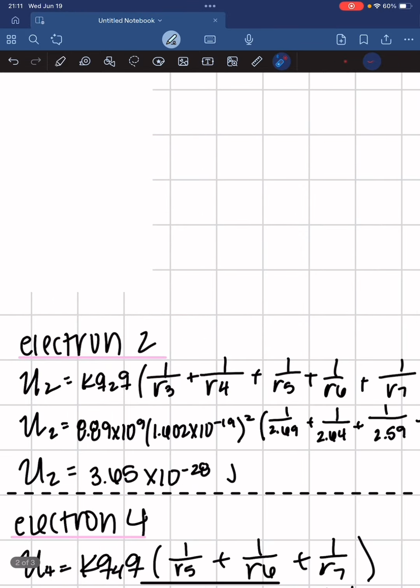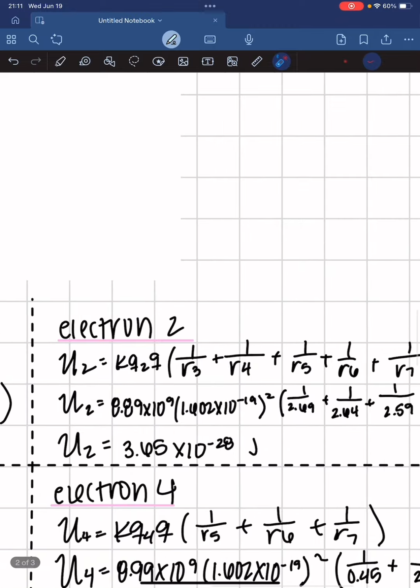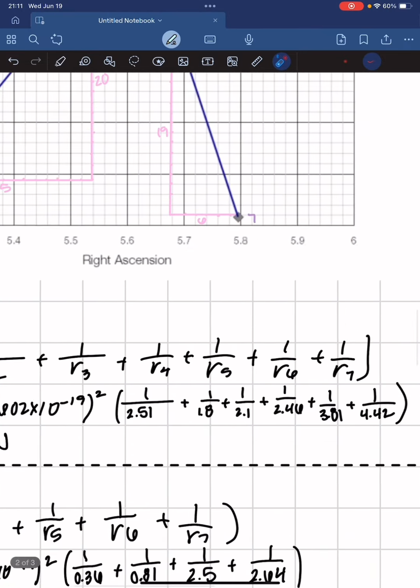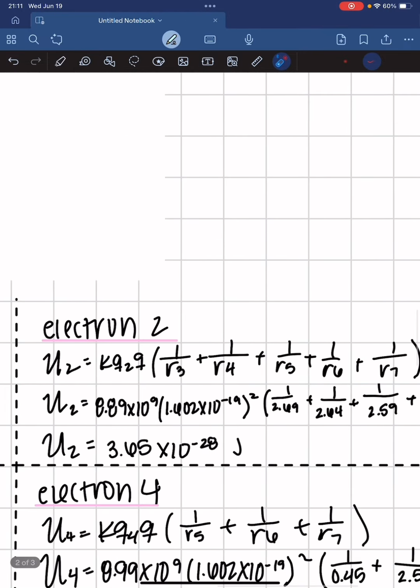The process is essentially the same for electron 2, however you see that I do not have a 1 over R1 here. This is because I accounted for the potential between electron 1 and electron 2 in my first calculation, so I do not need to include it in my calculation for electron 2. From there, it's all the same process, and I got to this answer.